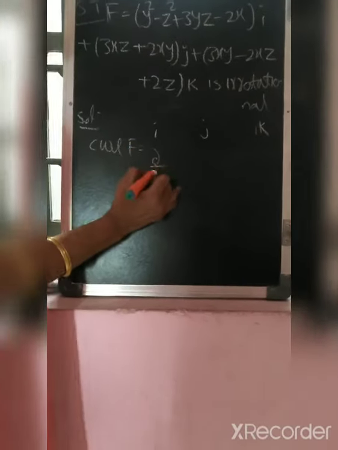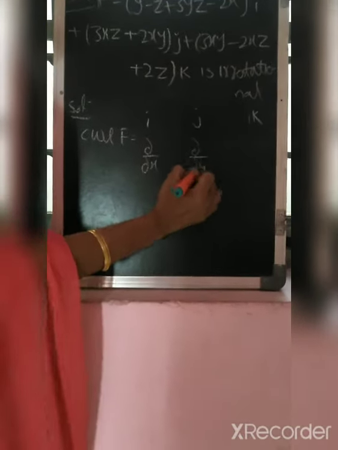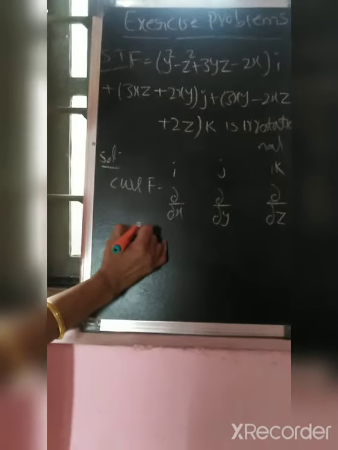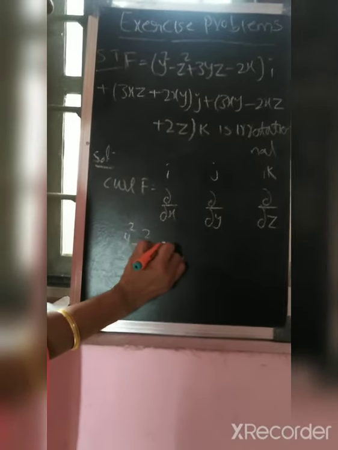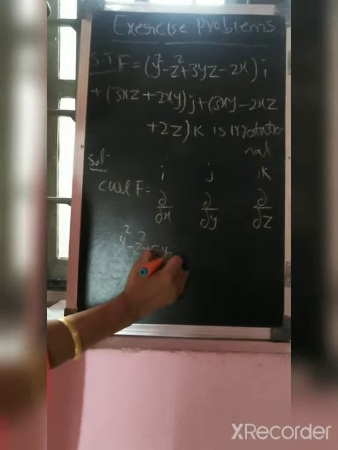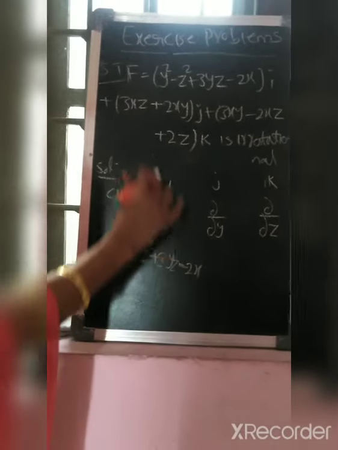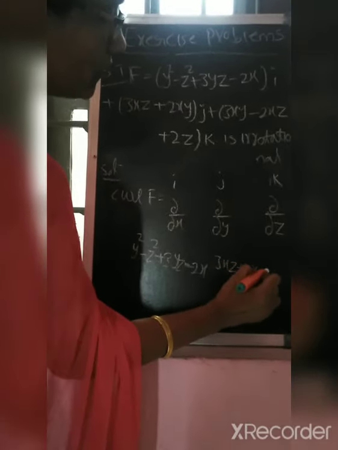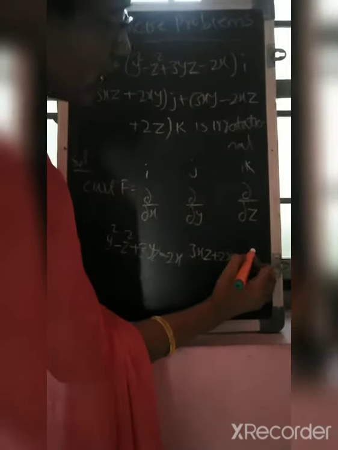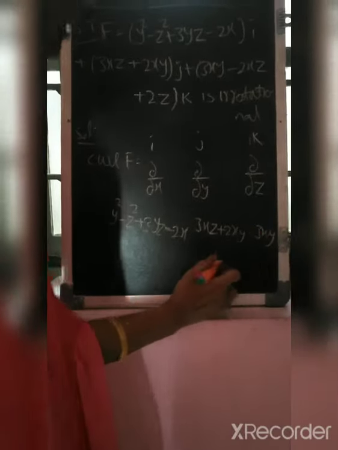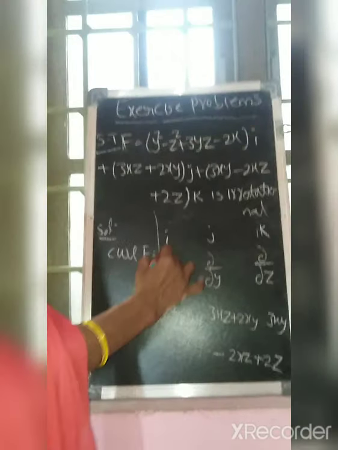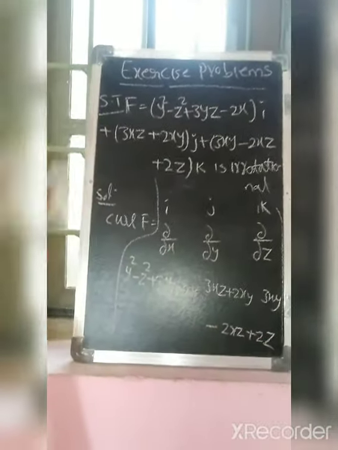k, dou by dou x, dou by dou y, dou by dou z, and here the i component is y square minus z square plus 3yz minus 2x, the j component is 3xz plus 2xy, and the last one is 3xy minus 2xz plus 2z. So this is curl f. Now simplify this one.